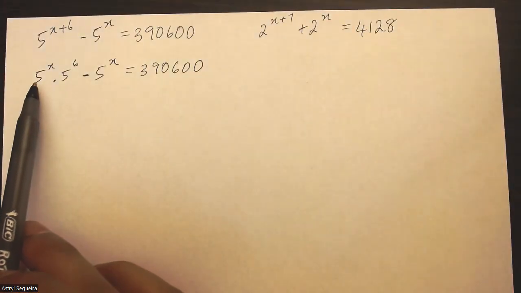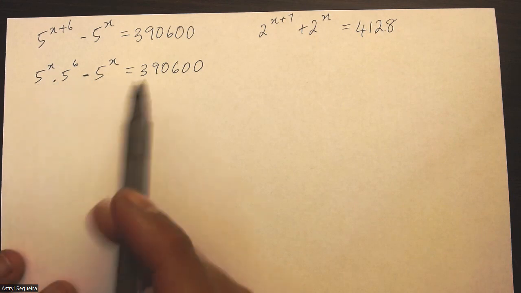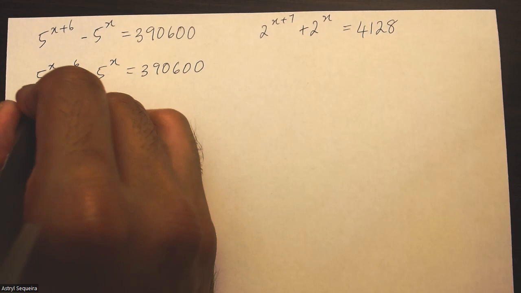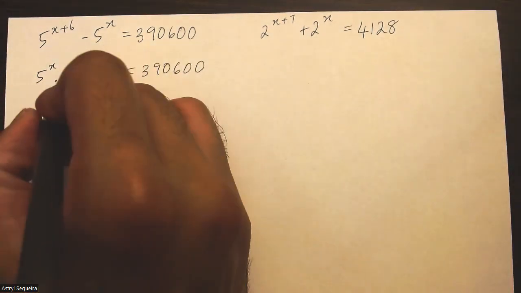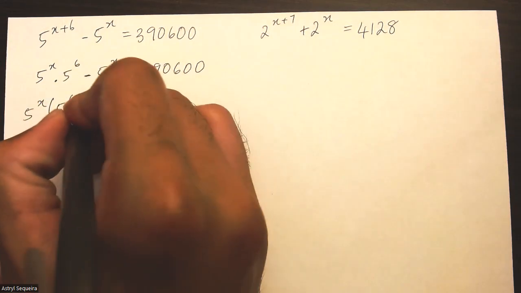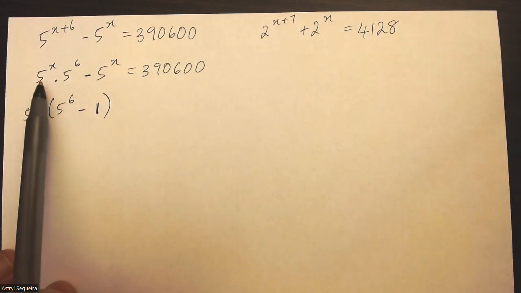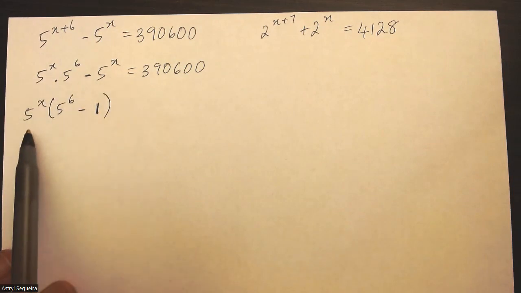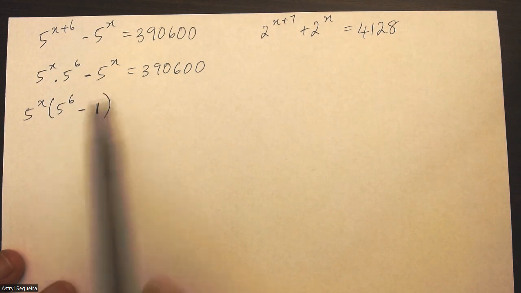The next thing you want to do is common factor out 5 to the power of x. So if I factor out 5 to the power of x here, I'm left with 5 to the power of 6 minus 1. Basically, I just divided both of these by 5 to the x, and I get 5 to the 6, and then there's only a 1 left over here.